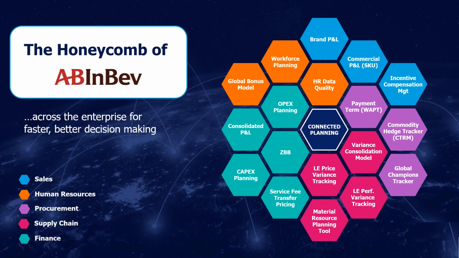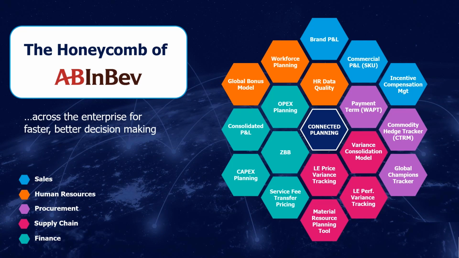And one example is CTRM, so our commodity tracking risk management, has a direct link to the consolidated P&L model in finance. So at the click of a button, they can directly pull all the commodity information that they need. Vice versa, we pull exchange rates out of their model into ours. So there's kind of an example how this connected planning actually takes shape.